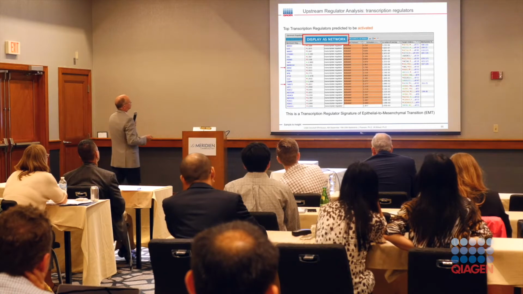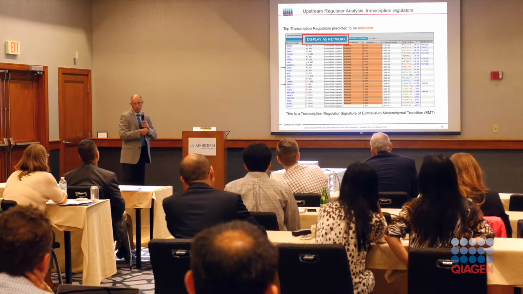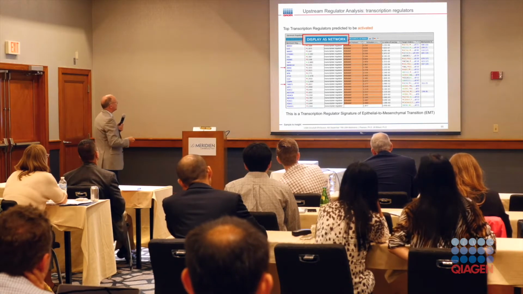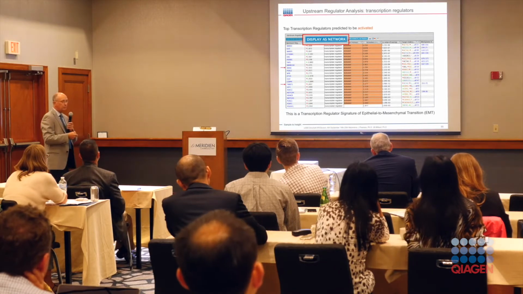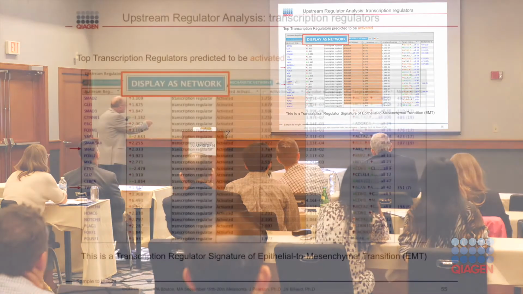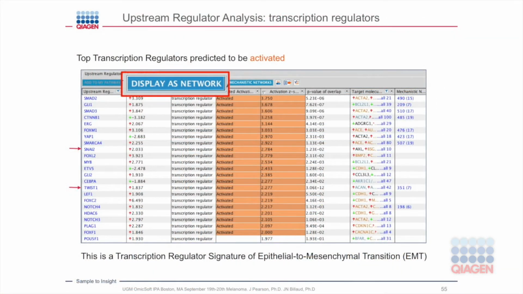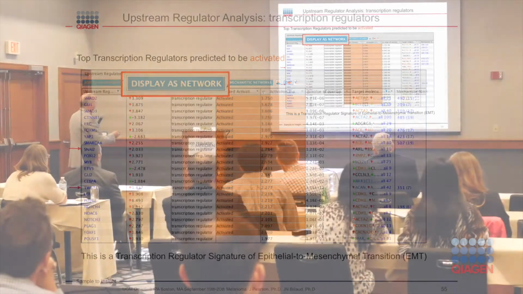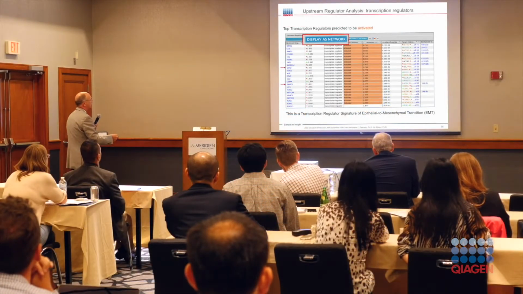Let's look at the underlying program. And we use the tool called upstream regulator analysis. Based on the pattern of genes that are known to be downstream of these different regulators. And the regulator can be of different types: cytokines, growth factor, kinase, or transcription regulator. And here I'm looking at what has been predicted to be increased or activated, right? And for me, everything tells me this is a complete signature of EMT.